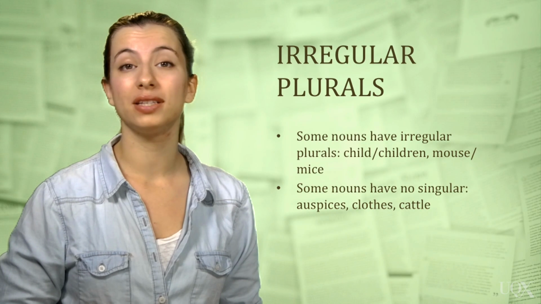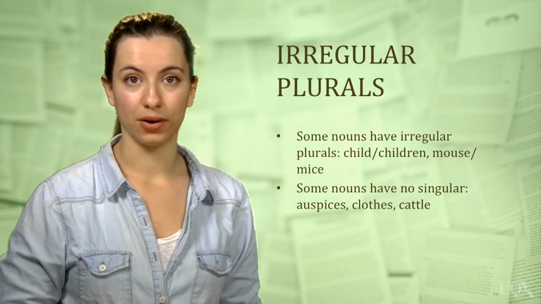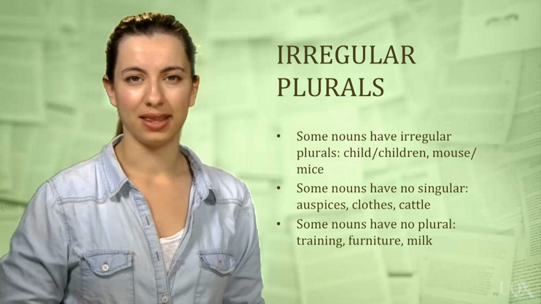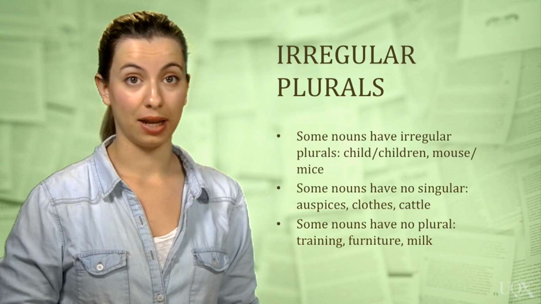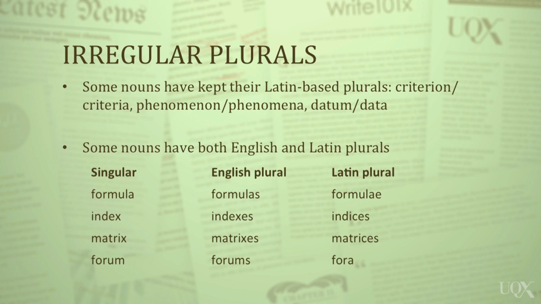Other nouns have no singular, such as auspices, clothes, or cattle. And then there are those nouns that have no plural, such as training, furniture, and milk. Often in English we'll come across a noun that has kept its Latin-based plural, like criterion becomes criteria, and phenomenon becomes phenomena. And sometimes we'll find nouns that have both English and Latin plurals, so index in plural can either become indexes or indices. It's always wise to check your context when deciding which to use.